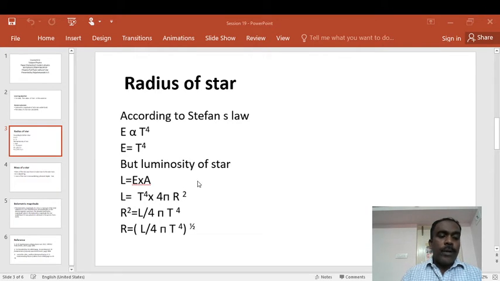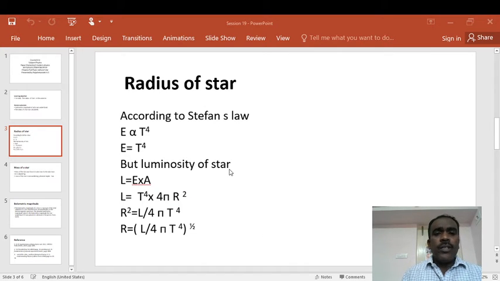Now R is equal to (L by 4 pi sigma T to the power of 4) to the power of half. This is the radius of the star. The radius of the star can be calculated using Stefan's law, the surface temperature and the luminosity of the star.